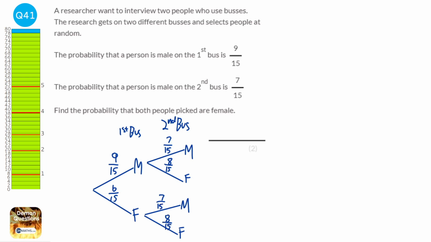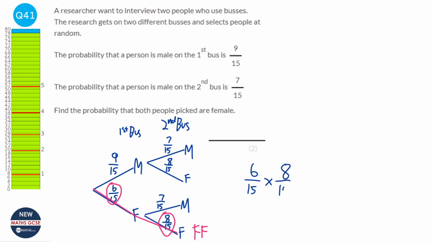So to have both female, we need to have gone down this line at the start and then this line again. Okay, so looking at the fractions along the way, it's 6/15 and 8/15. The word "and" in probability means times. So whenever you're finding the probability of getting to an outcome, so this outcome would be FF, because they're both female, you are multiplying the fractions that you go across. So it would be 6/15 times 8/15.